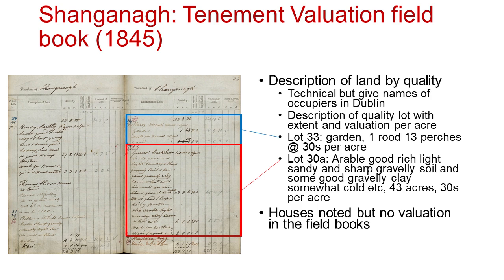In lot 30A, which is General Coburn's lot, the first person is, I can't read his name there, but we're going to come back to that. Lot 30A is General Coburn, and he had arable, good, rich, light, sandy, and sharp, gravelly soil. Now you can see this is very technical. I don't know what this means. Some good gravelly clay, somewhat cold, etc. 43 acres at 30 shillings an acre. And in these books you get the houses. You'll see that they will note that there is a house, but they don't give any further details of the house or any valuation on the house. They just note that a house is present, and the information about the house is in another book.